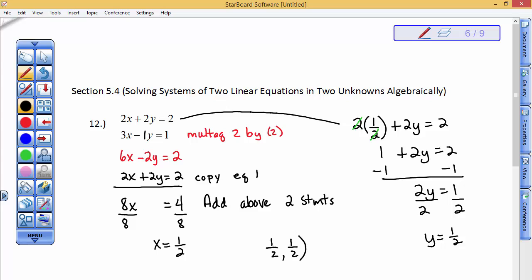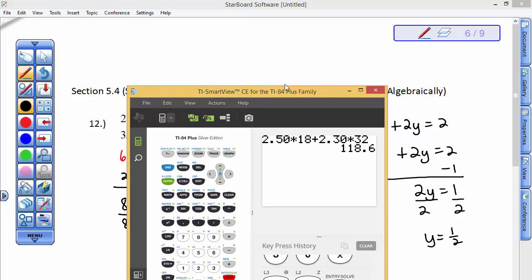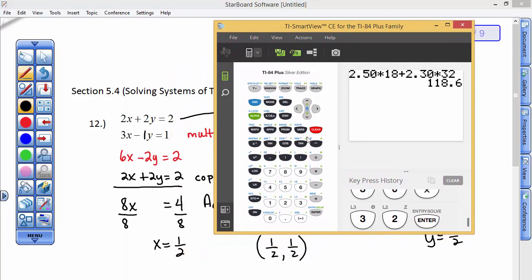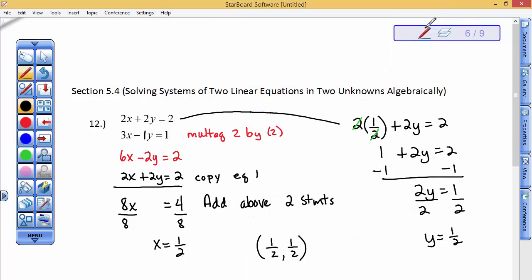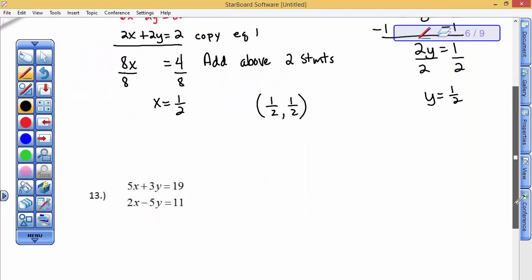If I wanted to check that on my graphing calculator, you know what I would probably do? I'd probably just type in 2 times 0.5, because that's easier for a half, plus 2 times 0.5, and I want to see if that's equal to 2. And then the second equation, 3 times 0.5 minus 1 times 0.5. I didn't need that 1. And I want to see if that's equal to 1. And I've done my checking. You don't have to show me the checking. You have to do it for yourself, so you can say, oh good, I'm really happy with my results.